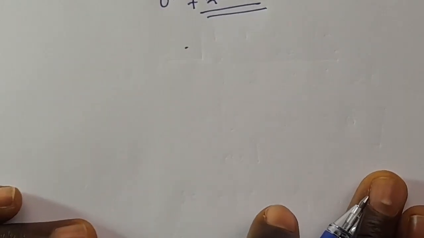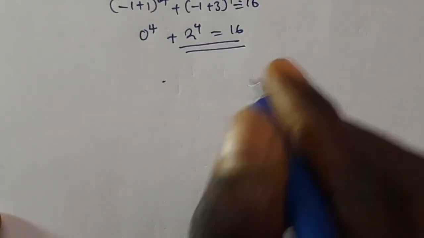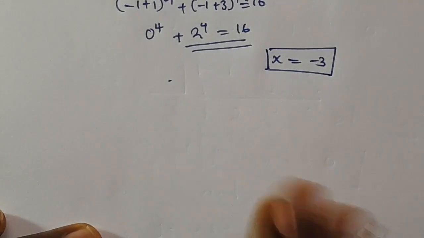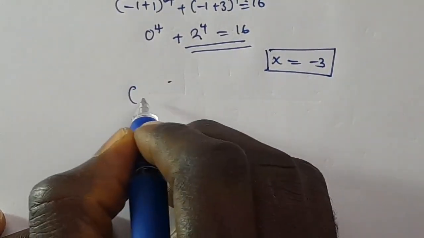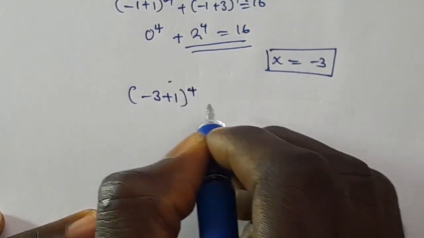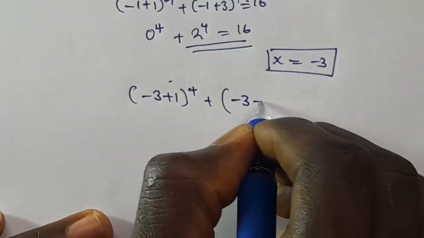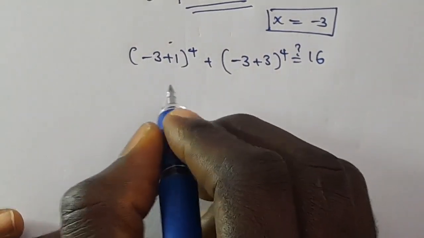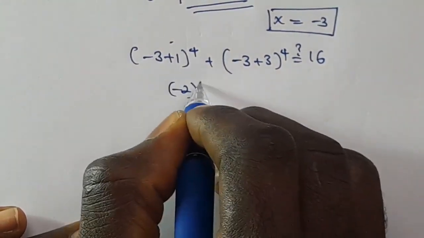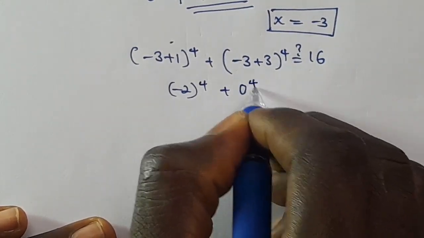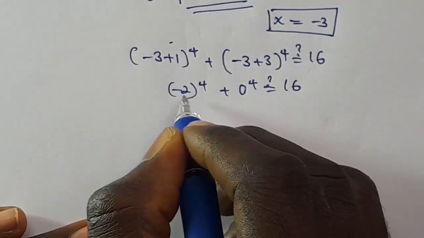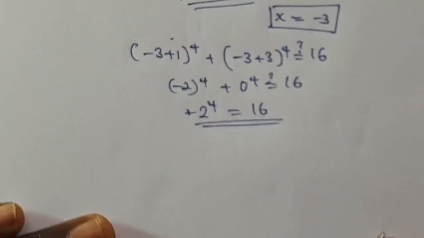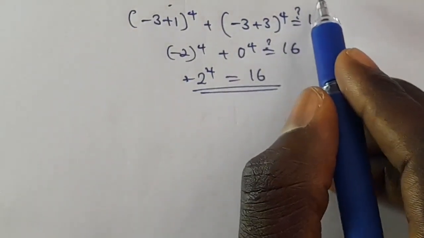Now when x also equals minus 3, what will happen will be minus 3 plus 1 raised to the power 4 plus this will be minus 3 plus 3 raised to the power 4. Then is it going to give us 16? So from here we have this to be minus 2 raised to the power 4 plus this one will be 0 raised to the power 4. Then are they going to give us 16? So this one will be plus 2 raised to the power 4, which equals 16. This is also true for the value of x equals minus 3.